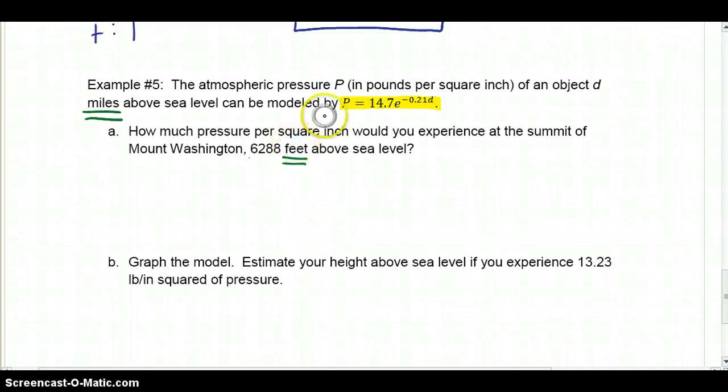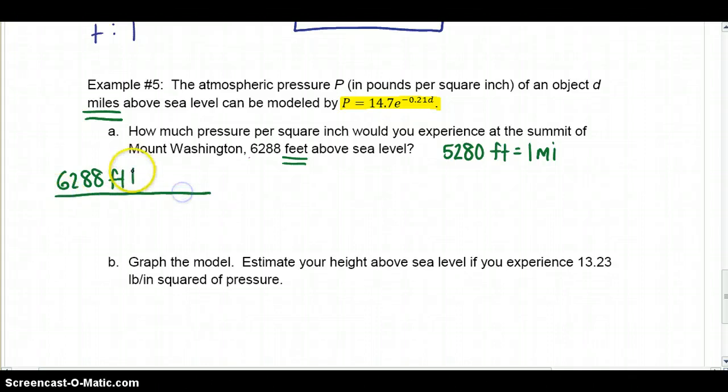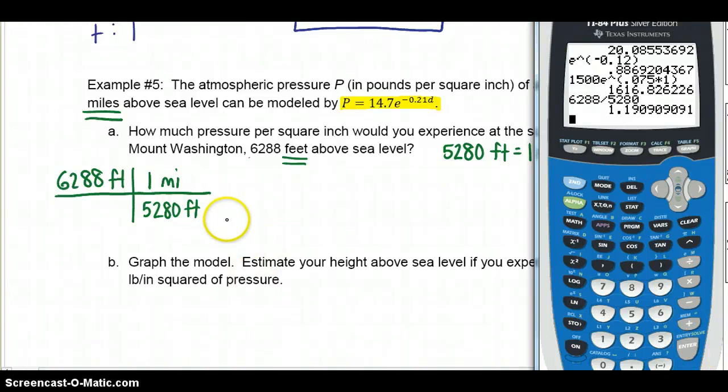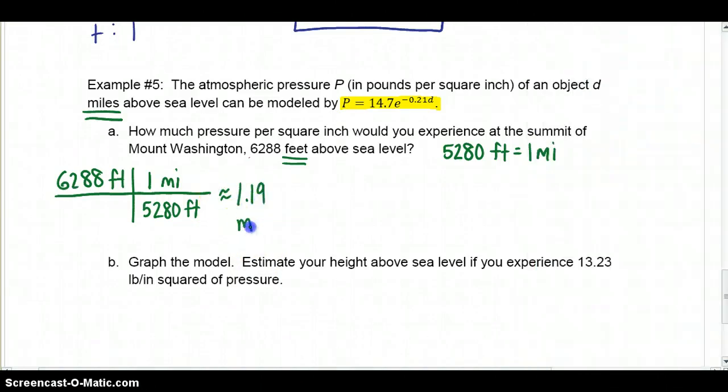This is in feet, but we know that in the formula, D is in miles. So I'm going to have to do a quick little conversion. Just so you know, there are 5,280 feet in 1 mile. Long way, I know. So to convert this, I'm just going to do it off to the side here. 6,288 feet. In 1 mile, there are 5,280 feet. So over here in my calculator, I'm just going to do 6288 divided by 5280. And we got approximately 1.19 miles. So now all that's left to do is to plug it into our formula.